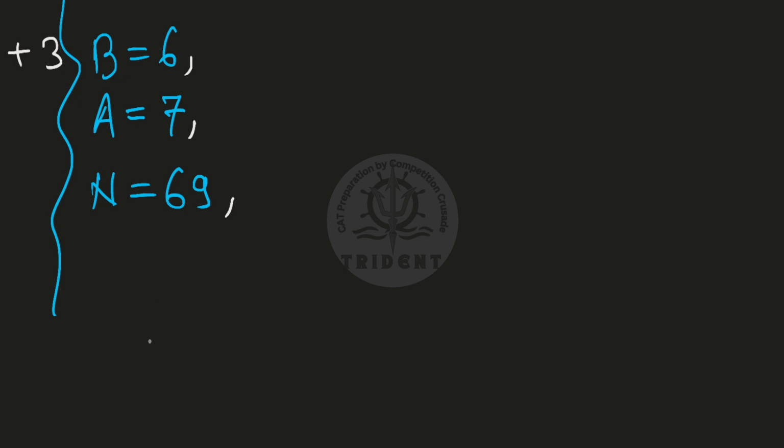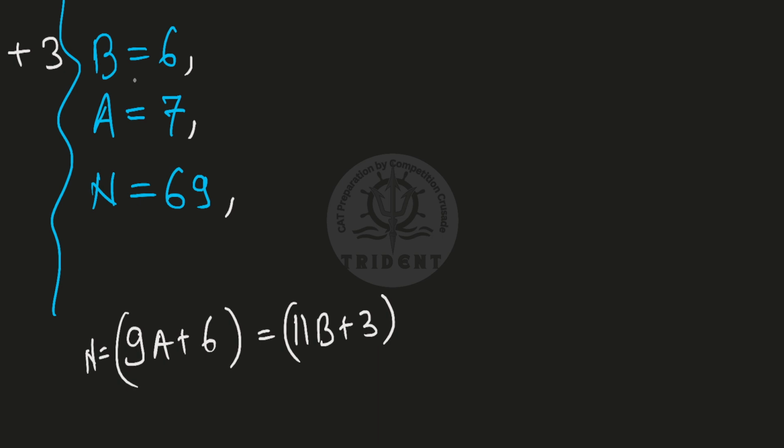Remember the equation that we have, 9a plus 6, this is one of the equations, and the other equation is 11b plus 3. So the next digit for b is going to be in the steps of the coefficient of a, that is going to be 6 plus 9, that is 15, and so on and so forth. Similarly the next digit for a will be in the steps of the coefficient of b, which is going to be what? 7 plus 11, that is 18, and so on and so forth.